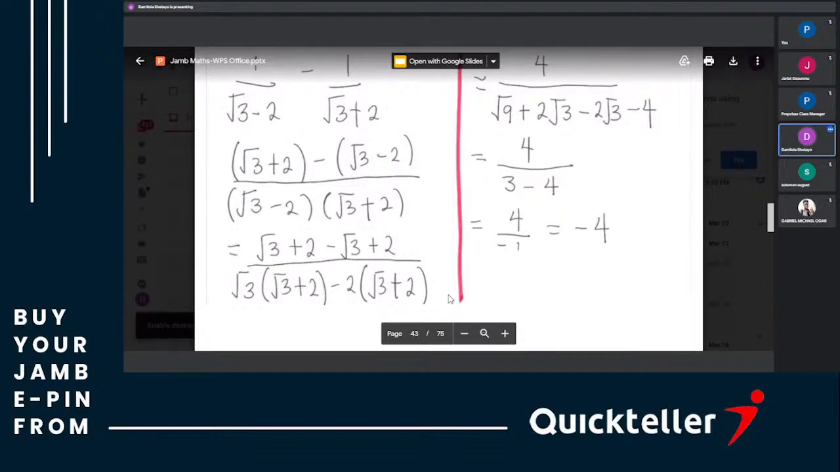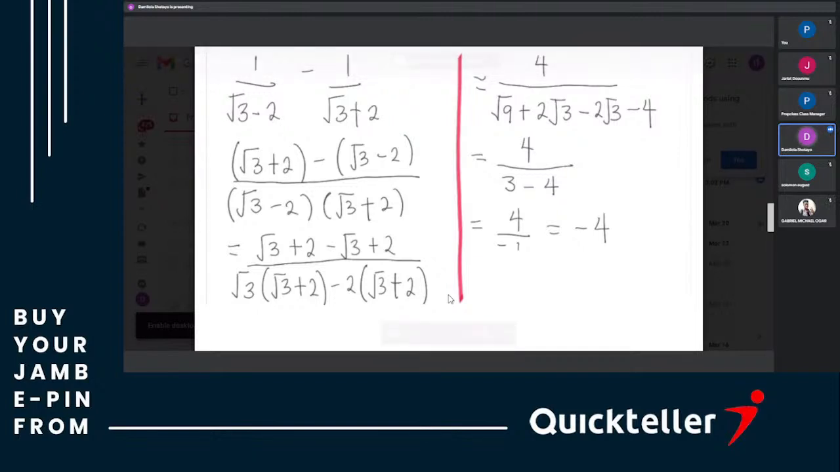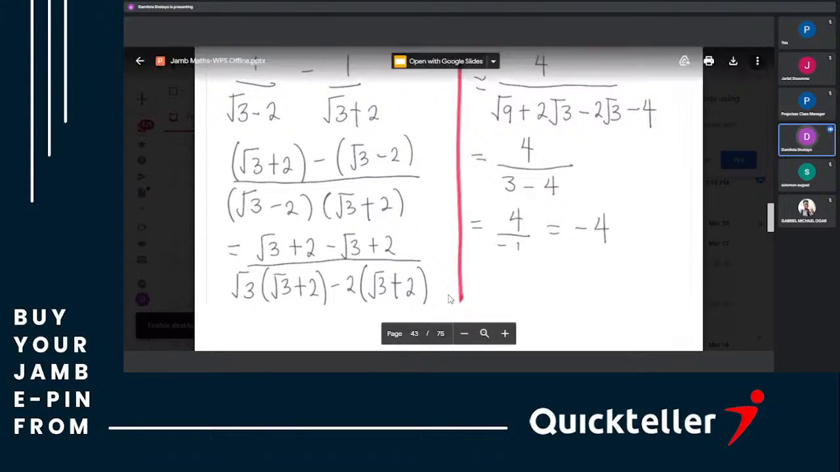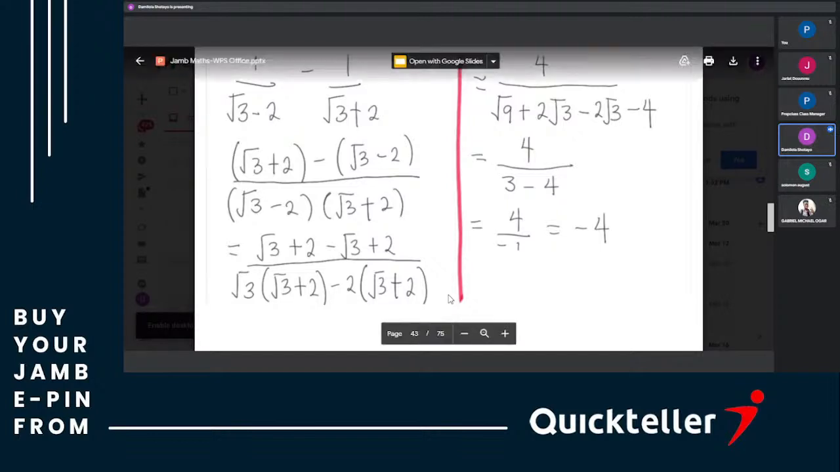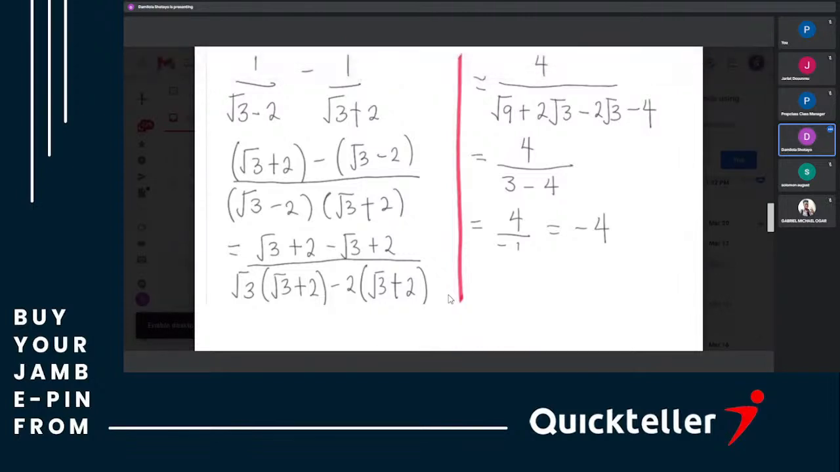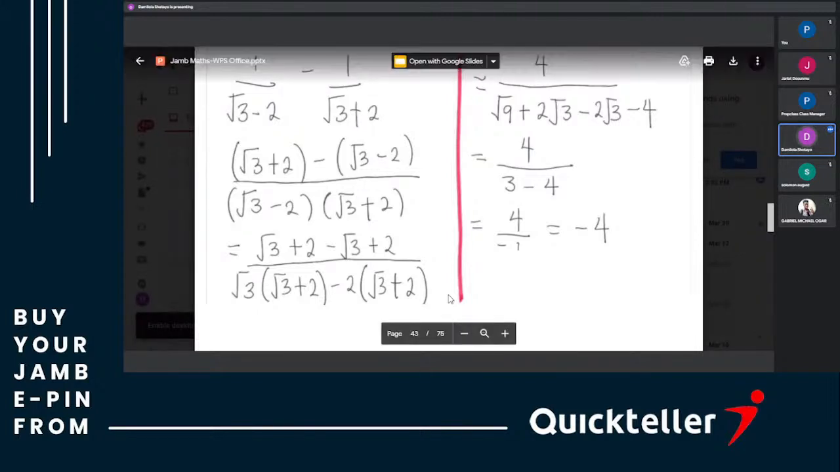Let me expand the one below. That will become, first thing is root 3, everything behind root 3 plus 2, next thing minus 2, everything behind root 3 plus 2. For the one on top, root 3 minus root 3 is 0. This root 3 will cancel this root 3. That's 0. Then 2 plus 2 is 4 on top. Then for the one below, root 3 times root 3 is root 9. Root 3 times 2 is 2 root 3, minus 2 root 3. Then minus 2 times plus 2 will give me minus 4.